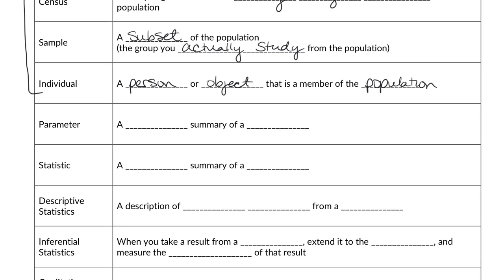When we're providing information after doing a study, we can either provide a parameter or a statistic. A parameter is a numerical summary of a population. The easy thing to remember here is population and parameter both start with P. On the other hand, a statistic is a numerical summary of a sample, which is that subset of the population. And nicely, sample and statistic both start with S. Love that for me. So parameter is for the population, statistic is for a sample.